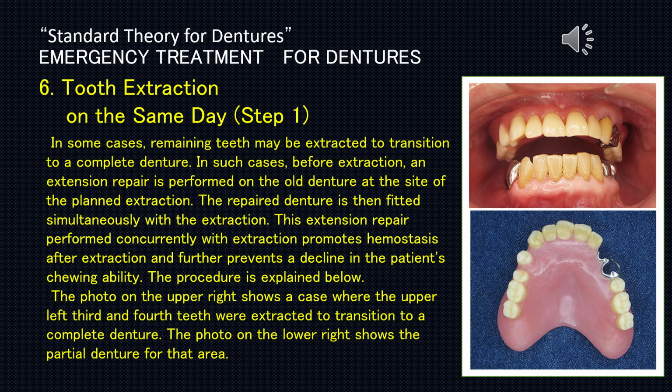This extension repair performed concurrently with extraction promotes hemostasis after extraction and further prevents a decline in the patient's chewing ability. The procedure is explained below. The photo on the upper right shows a case where the upper left third and fourth teeth were extracted to transition to a complete denture. The photo on the lower right shows the partial denture for that area.